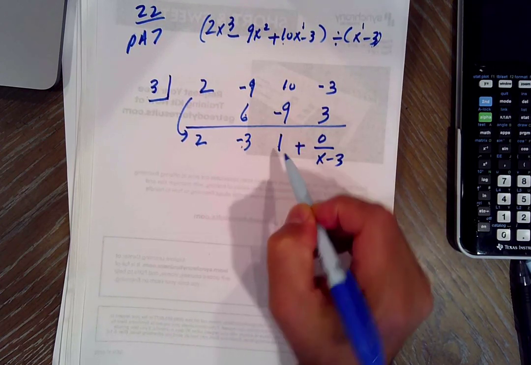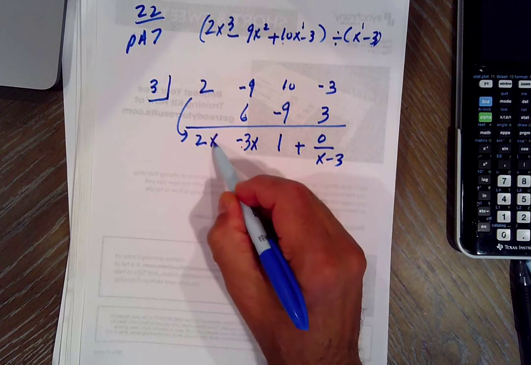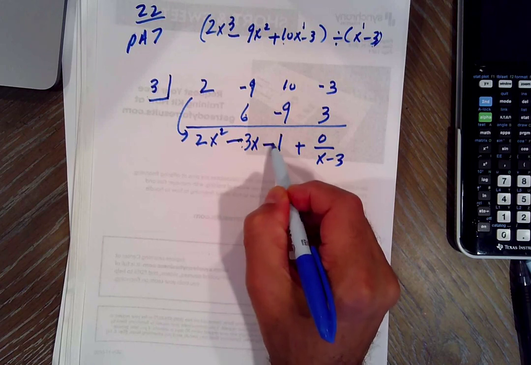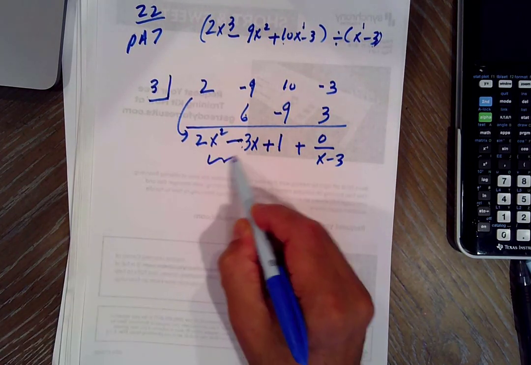That's constant, x, x squared. Now we have 2x squared. The negative will become a minus. There is no sign, so it's a plus. This is the quotient.